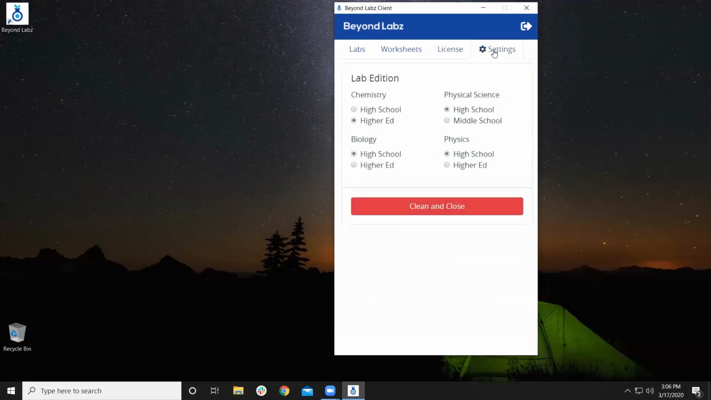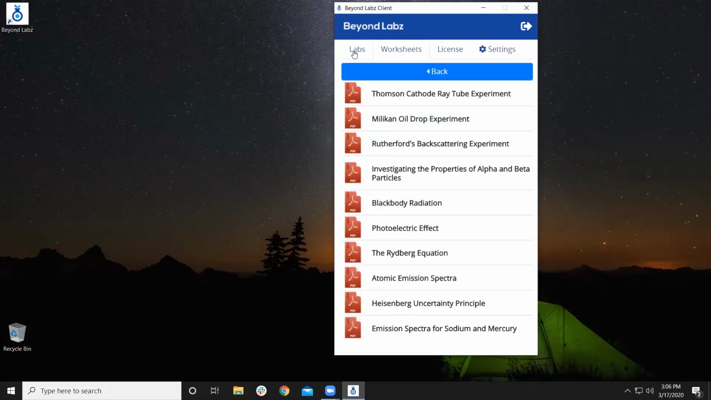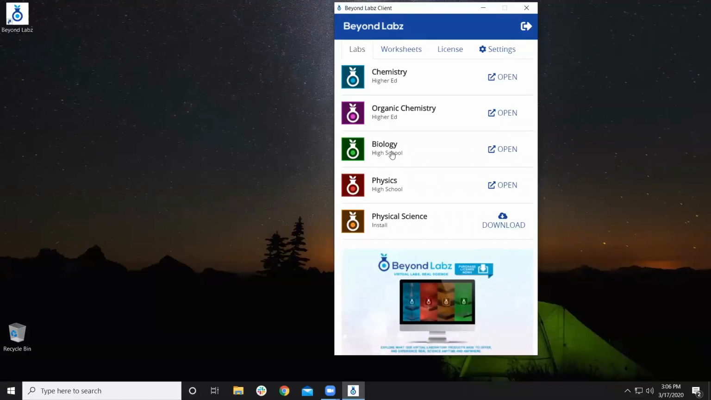I don't think we have any high school teachers, but this is how you change the level. It doesn't change the labs. It just tells you how to change what worksheets you're going to be using in the lab. So licenses, worksheets, then you come back to the labs, and that's how it works. So this is just really the hub, but this is where the labs go.